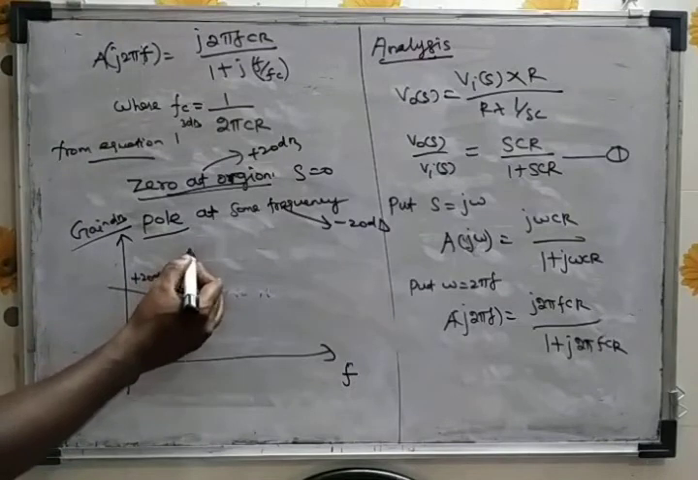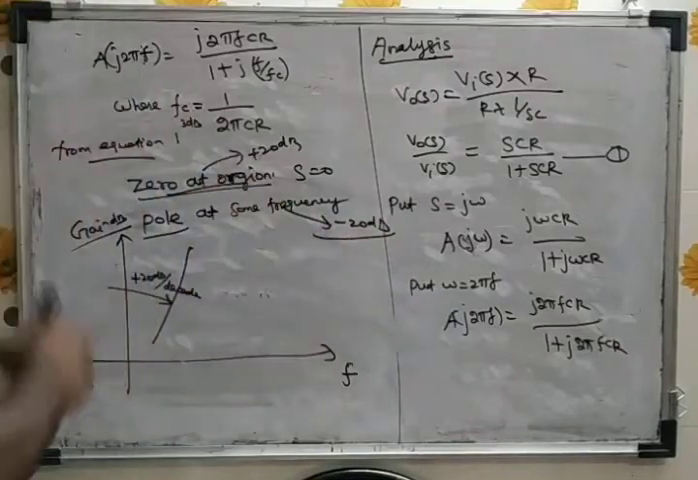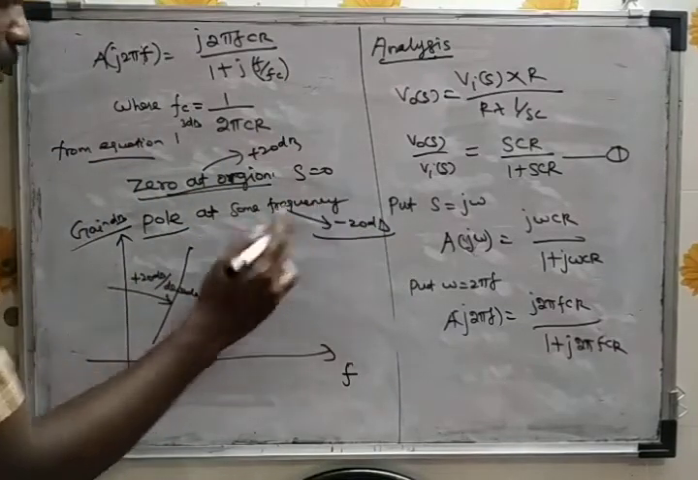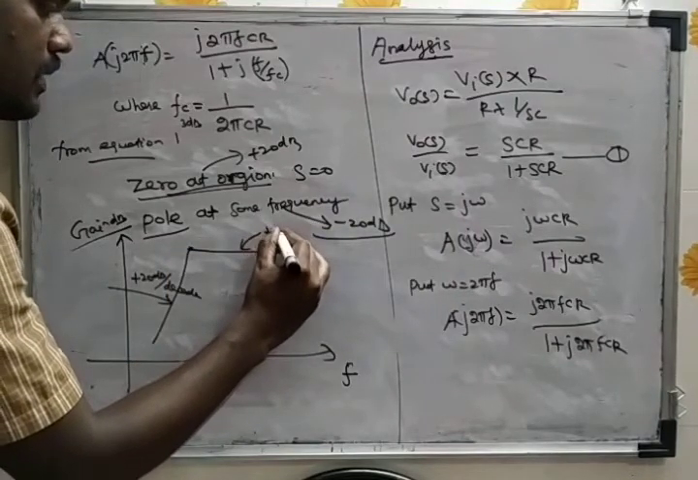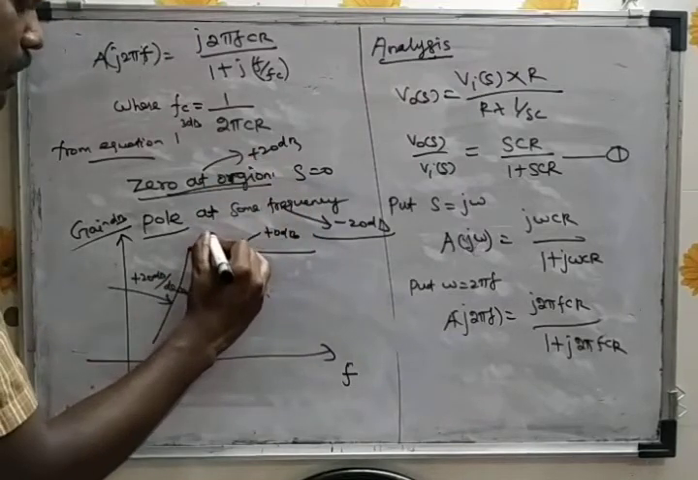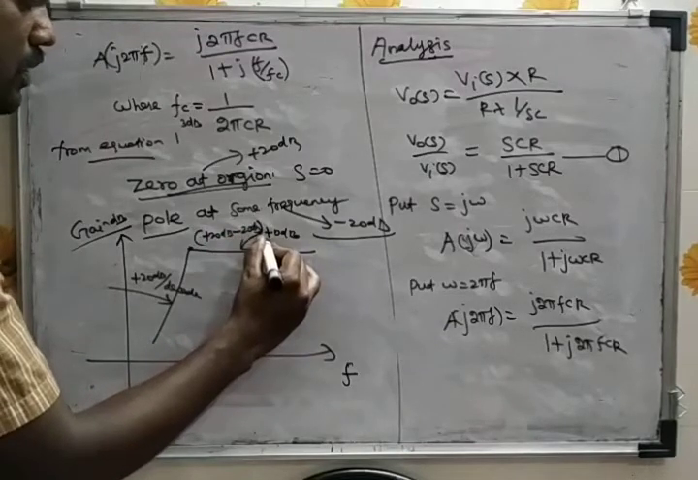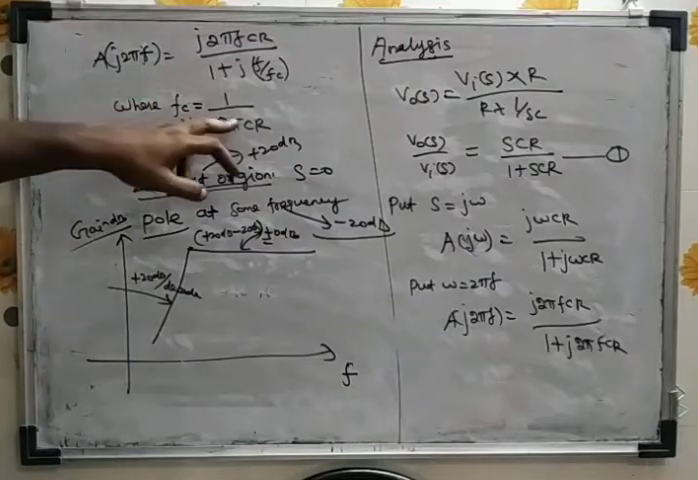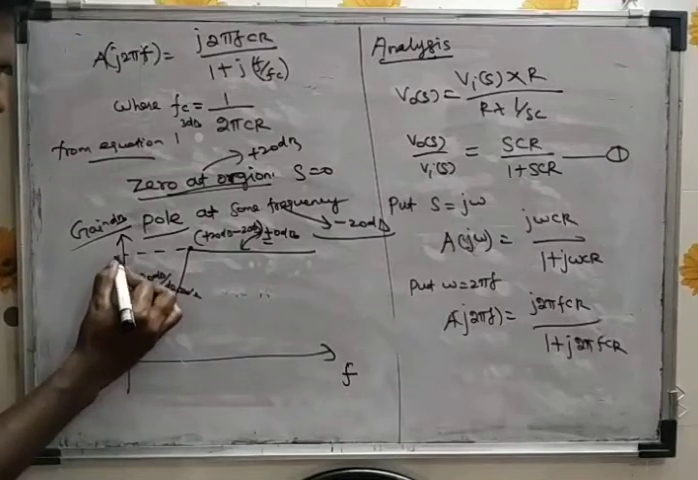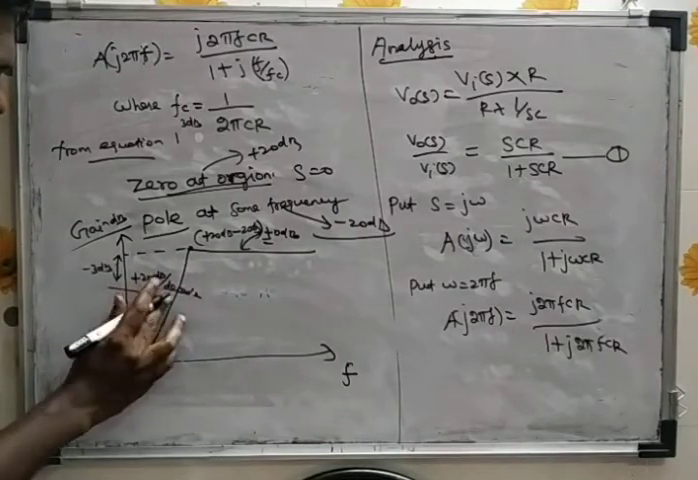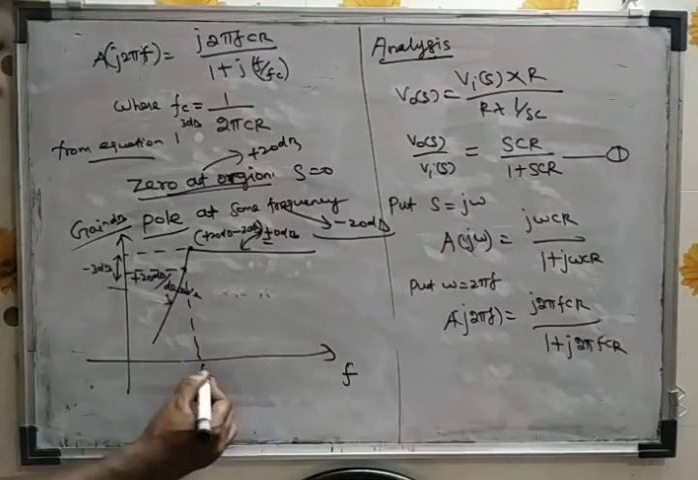At this point you have a pole, so plus 20 minus 20 becomes 0 dB slope. So this will be your response. This is 0 dB. This cutoff frequency is the 3 dB cutoff frequency. You measure minus 3 dB and you will get this point. This is called fC.